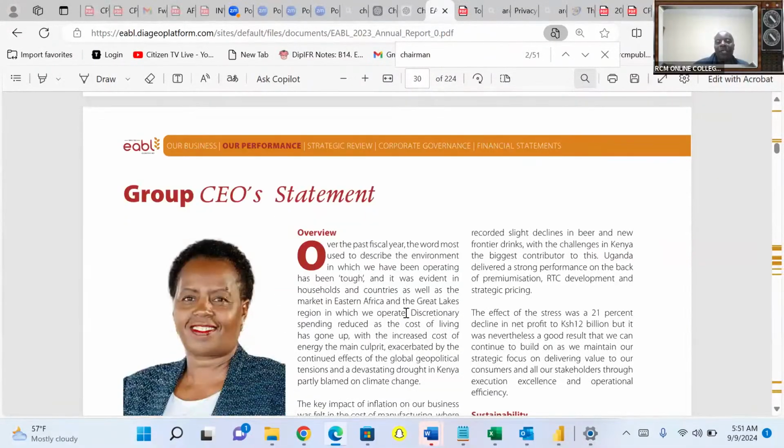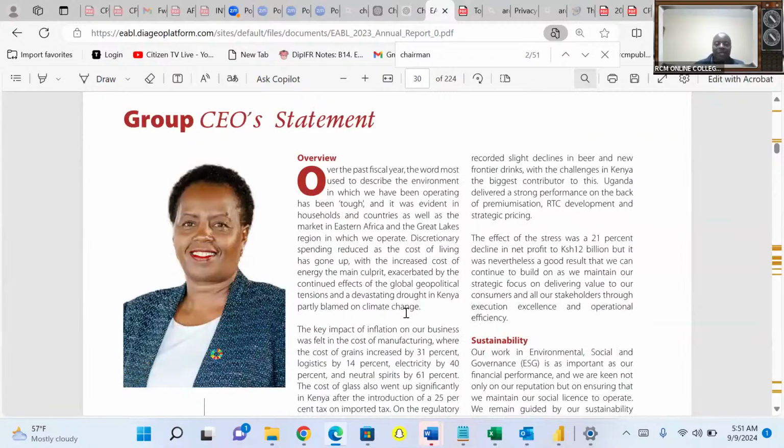Then we have this great lady. Unfortunately, now age is not on our side. She's over 60 years. She should be retiring anytime, maybe this year or next year, but she has done quite a lot for breweries, quite a lot. Which of course resonates very well with this statement that whatever a man can do, a woman can do better.